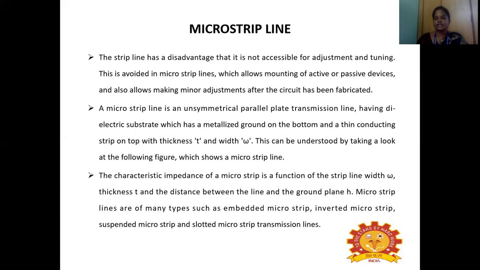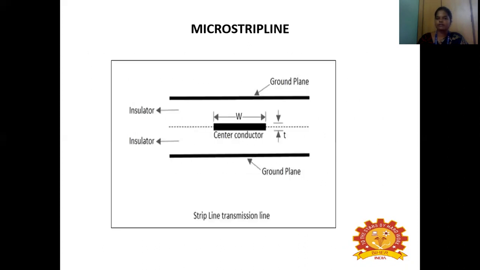So the microstrip line is an unsymmetrical parallel plate transmission line, which has a dielectric substrate with a metallized ground on the bottom and a thin conducting strip on the top with thickness t and width W. The characteristic impedance of a microstrip is a function of the strip line width W, thickness t, and the distance between the line and the ground plane h. Microstrip lines are of many types: embedded microstrip, inverted microstrip, suspended microstrip, and slotted microstrip transmission lines. So this is the cross-sectional view of microstrip transmission lines.